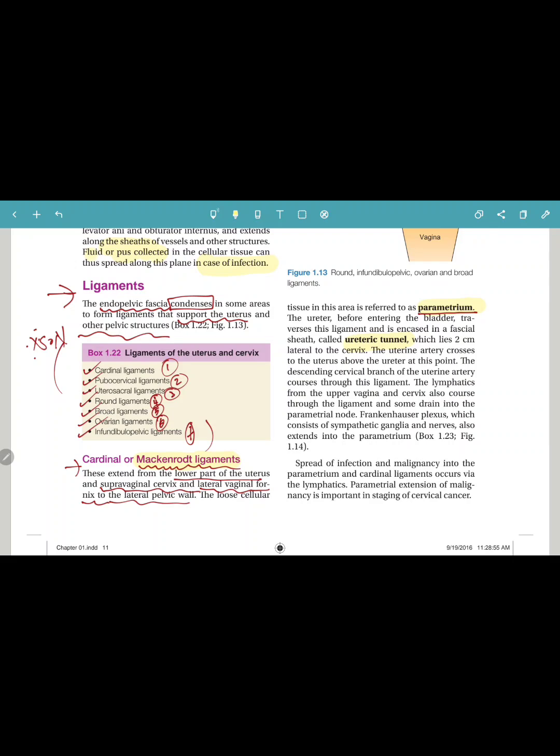We have a plexus known as Frankenhauser plexus, which consists of sympathetic ganglia and nerves, also extending to the parametrium. So the area which is the loose cellular area is referred to as parametrium.